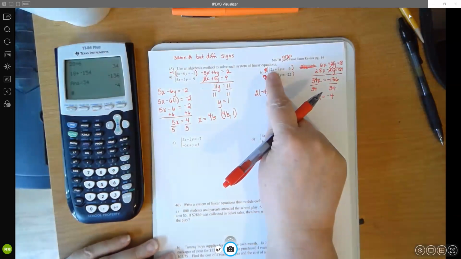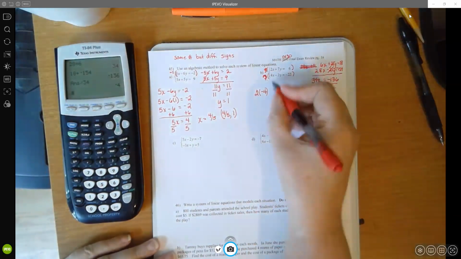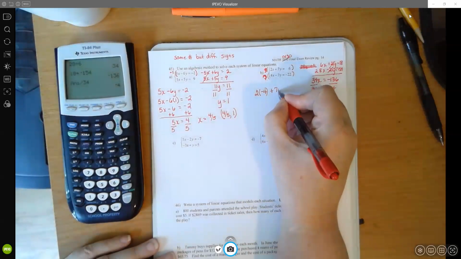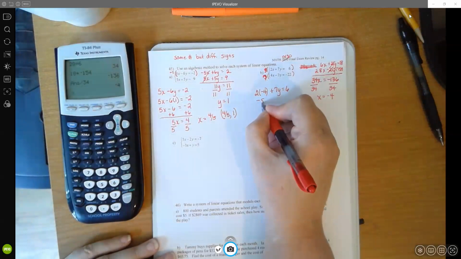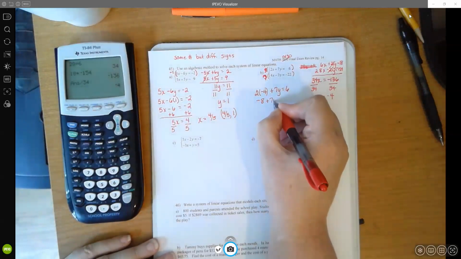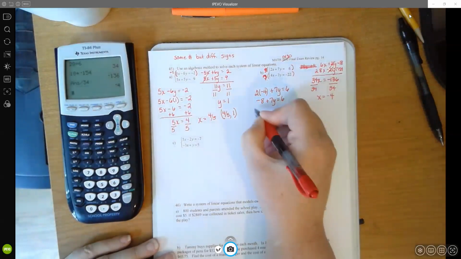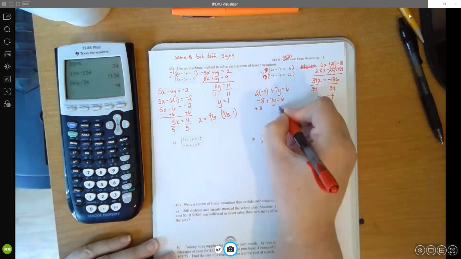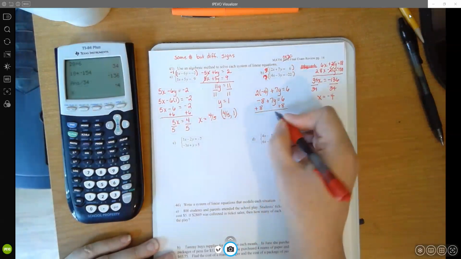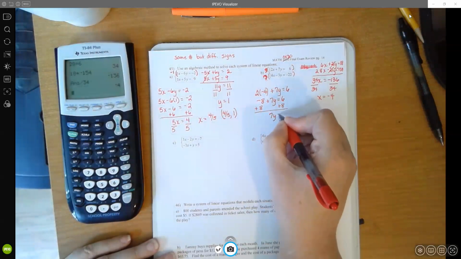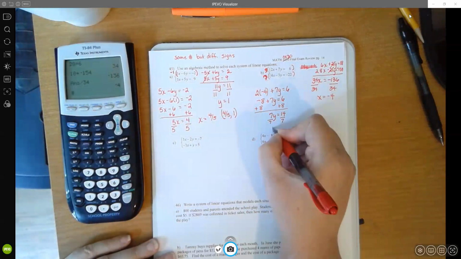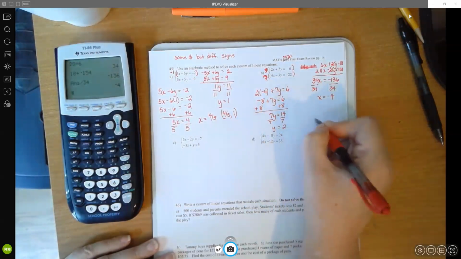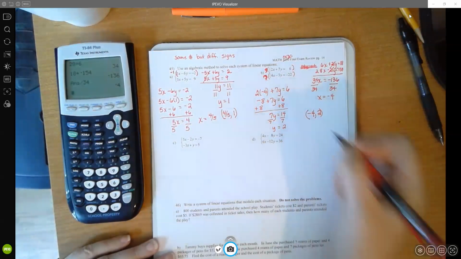So that's 2 times that negative 4 plus 7y equals 6. 2 times negative 4 is negative 8 plus 7y equals 6. Add 8, 7y equals 14, divide by 7, y equals 2, and my ordered pair is negative 4, 2.